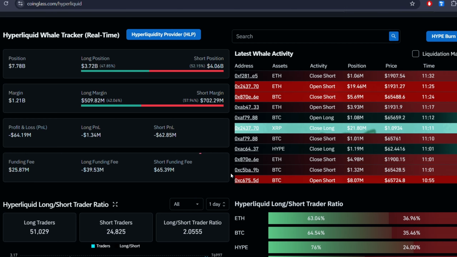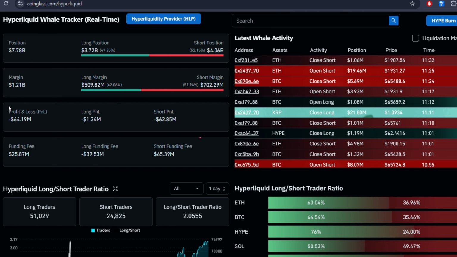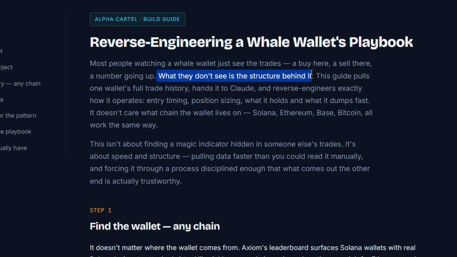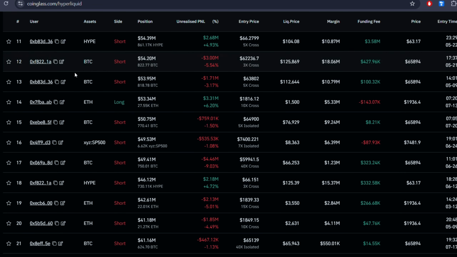Most people watching a whale wallet just see the trades, a buy here, a sell there, a number going up. What they don't see is the structure behind it, the actual playbook this wallet is running. Today, we're pulling that playbook out into the open.